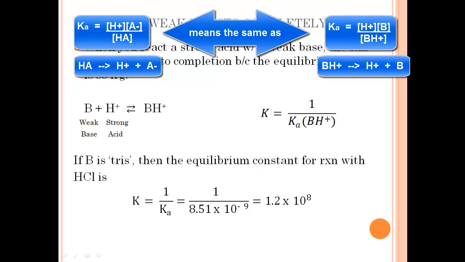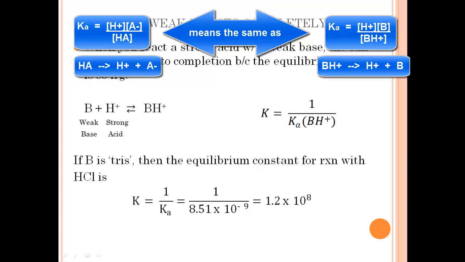What is the take-home message of this slide? When you react a strong something with a weak something, that reaction is going to go to completion. So how can you find the equilibrium expression for a reaction like that? You would take the inverse of the Ka. In essence, your K equilibrium expression for this reaction would be 1 over Ka of that protonated form, that BH+.